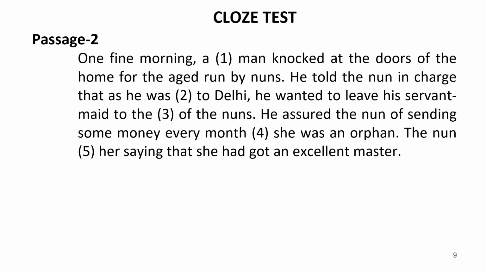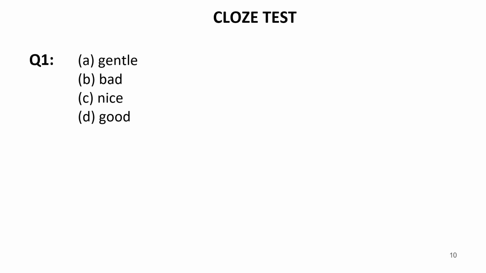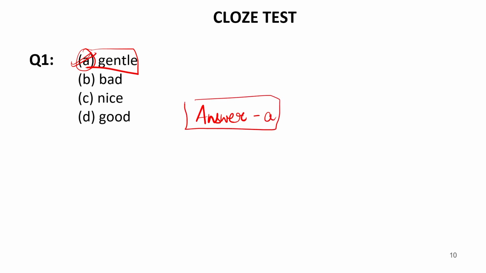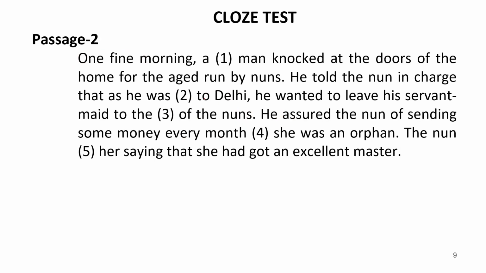So one fine morning, a dash man. So what kind of men? Options for the first blank are gentle, bad, nice, good. Obviously we use the adjective gentle for men. It is a gentleman. So the answer must be A. We don't know about the kind of men, and we use this word only for men. So this is a gentleman.